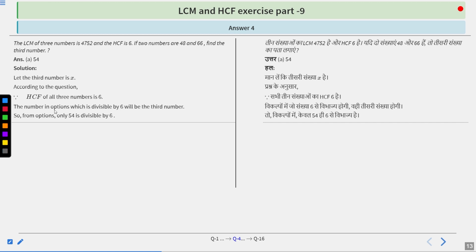So out of the 4 options that were given to us, the number which is divisible by 6 will be the third number. Option A, 54, was divisible. Apart from option A, options B, C, and D were not divisible. That means option A, 54, is the third number, and A is the correct option.